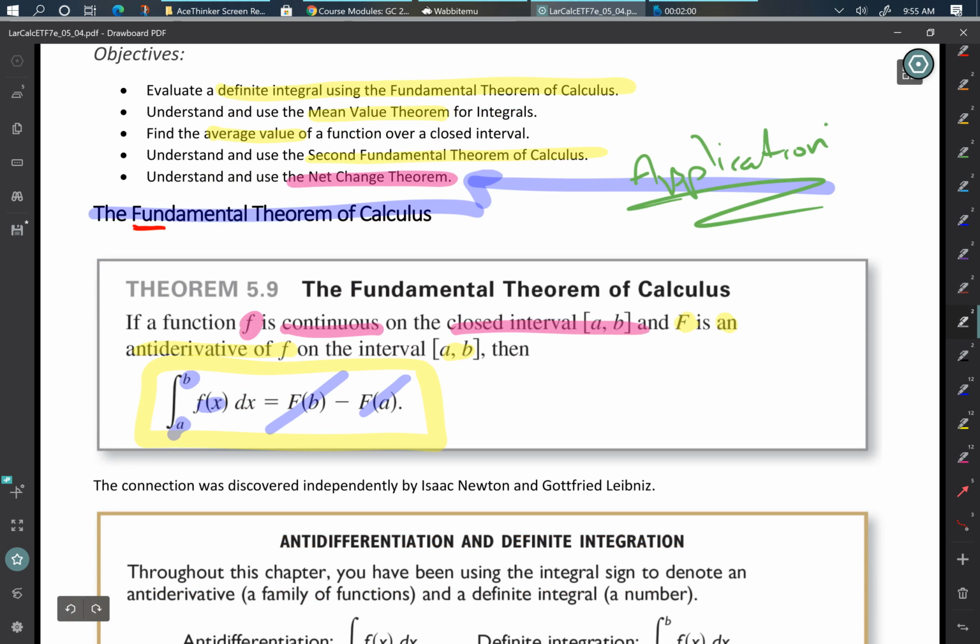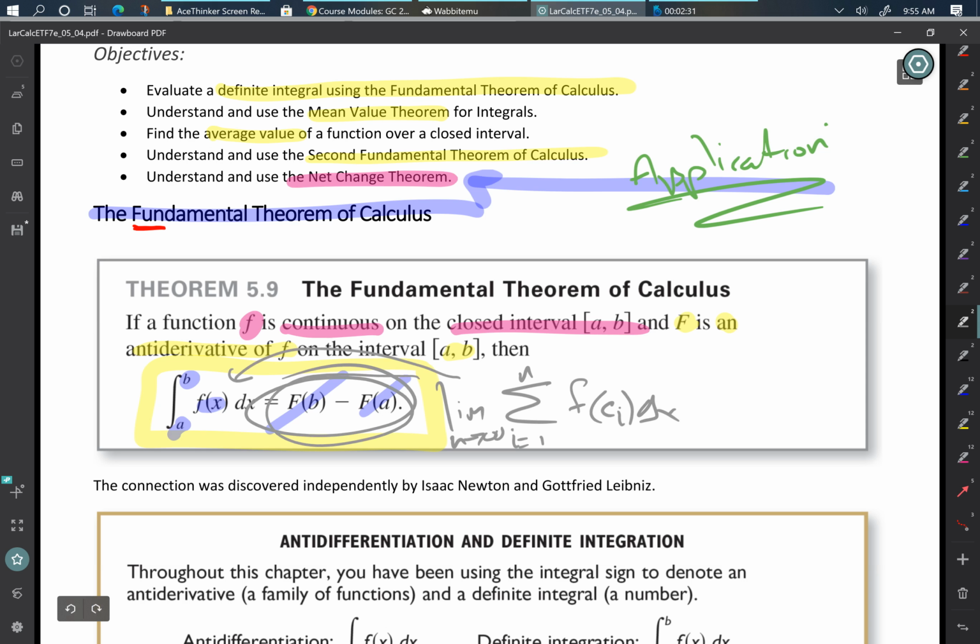So basically what this tells us is we no longer have to do those silly summations. We no longer have to work at finding a summation as i goes from 1 to n, and then taking the limit as that n approaches infinity of f of c sub i times delta x to find this definite integral. We can just find an antiderivative and make it work that way.